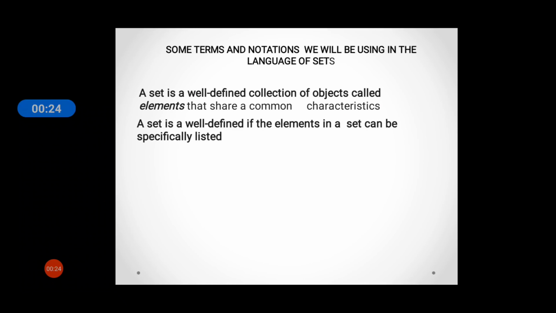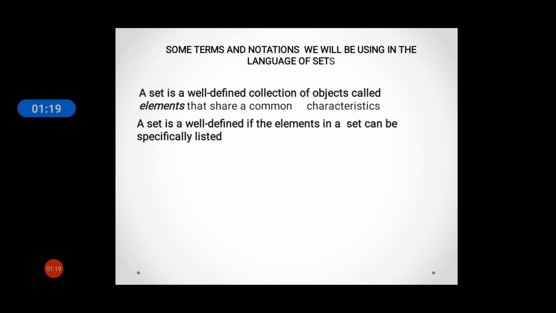A set is well-defined if the elements in a set can be specifically listed. For example, we have the set of flowers, set of animals, set of books. We can easily determine or list specifically the elements. But it is not well defined when we say set of beautiful ladies, because it's hard for us to list down the elements or members of that set, since some persons may disagree with us. For example, I can say that Maria is beautiful, but others may not, because beauty depends upon the beholder. So a set of beautiful ladies is not a well-defined set.